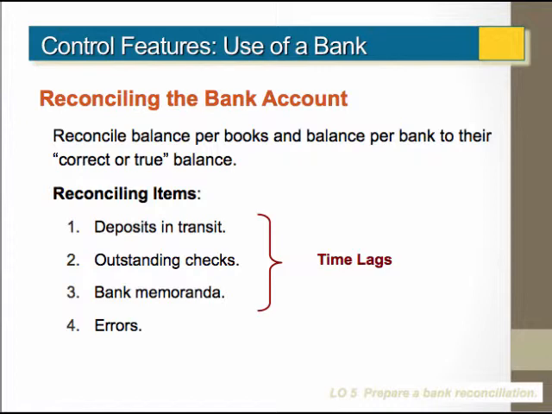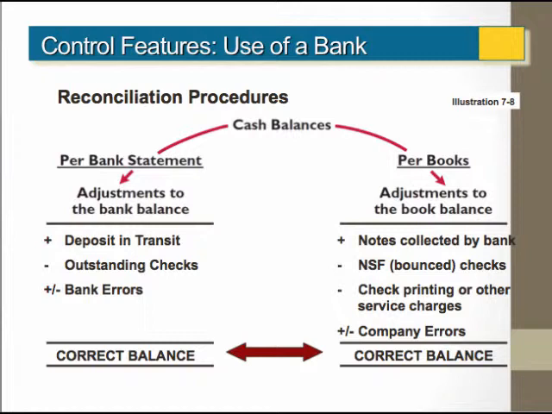So when we reconcile a bank account, we need to look at these four items: deposits in transit, outstanding checks, bank memos, and possibly any errors that were committed by us the customer in our accounting records or the bank has committed in their accounting records. So we can set up a bank reconciliation into two columns: a balance per the bank statement and a balance per the book statement. The balance per the book statement is the dollar amount that is in your general ledger.